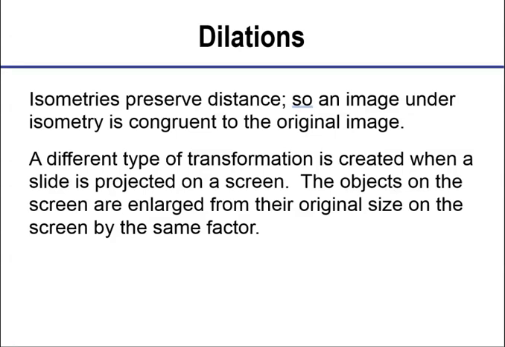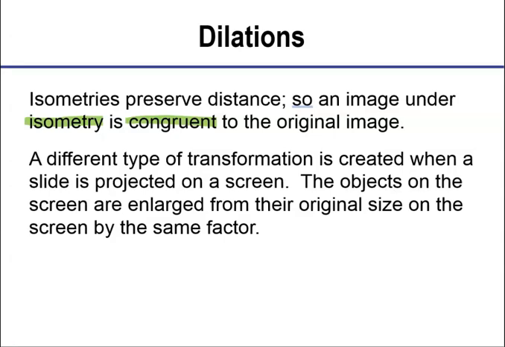Isometries preserve distance, so an image under isometry is congruent to the original image. Remember, we talked about that in previous sections. So an isometry preserves congruence, so angle length, segment length.